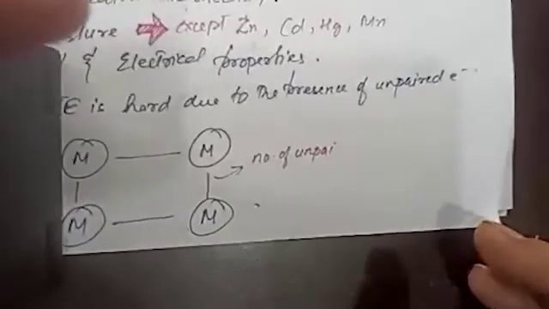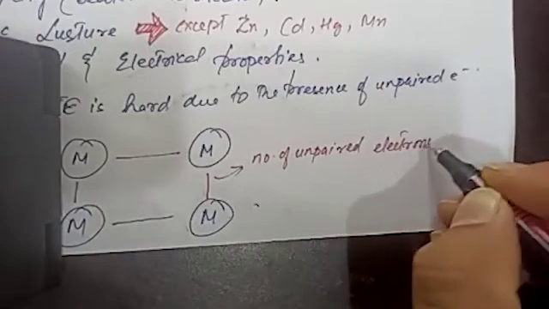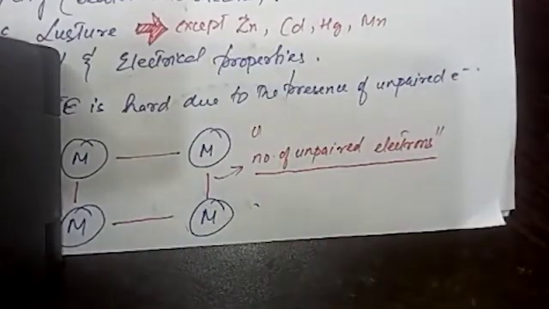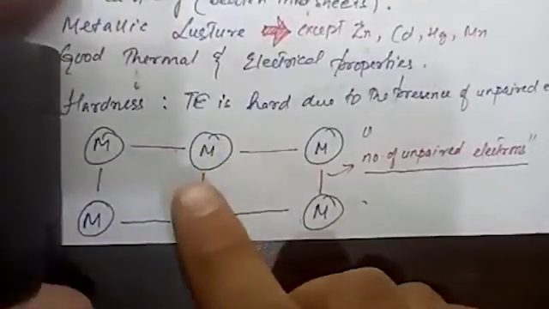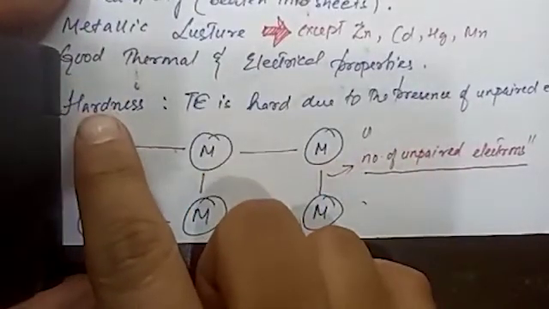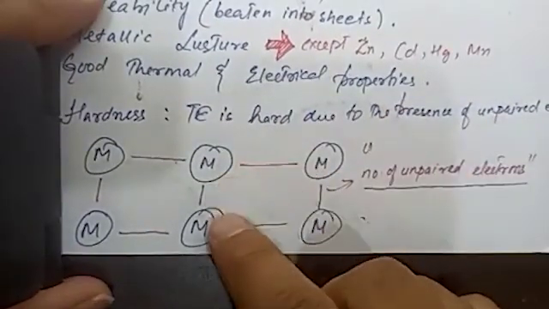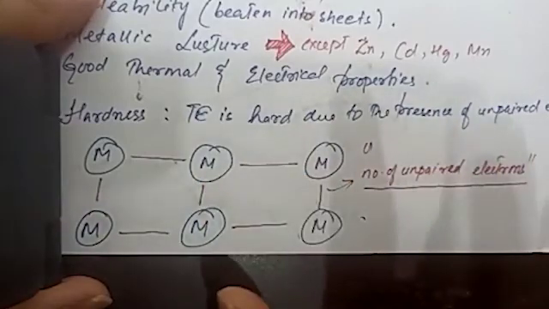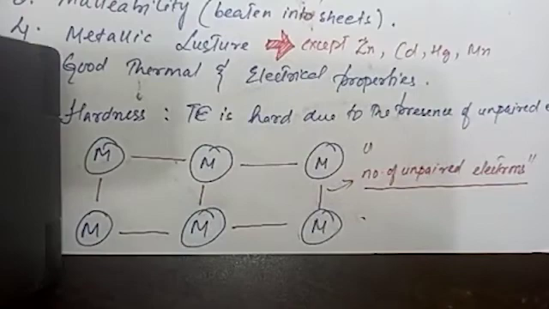So it depends directly on the number of unpaired electrons. The more unpaired electrons, the stronger the bond. And due to a stronger metallic bond, hardness is also very high. Transition elements are hard due to the presence of unpaired electrons. Higher the number of unpaired electrons, stronger will be the bonding, and this directly affects two things.